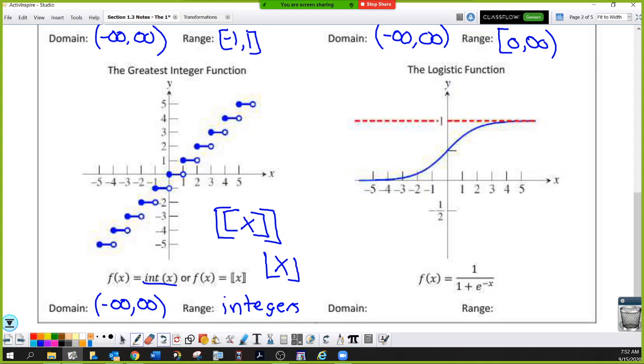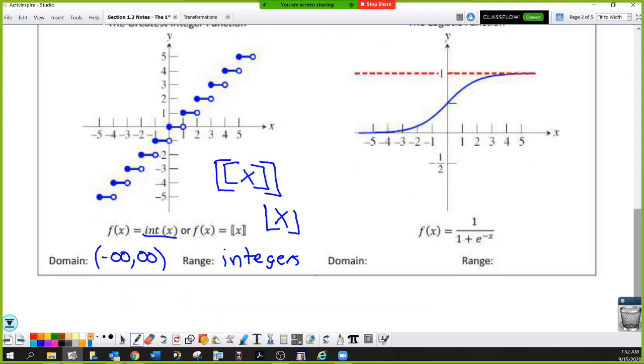It is kind of wacky looking. 1 over, and the denominator of this function is 1 plus e to the negative x. Wow. Its domain, since it points left and right forever, is all real numbers.